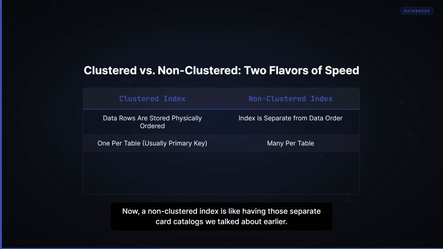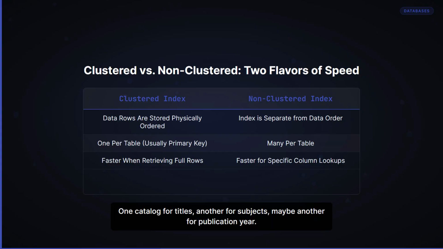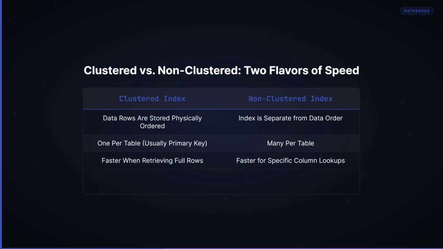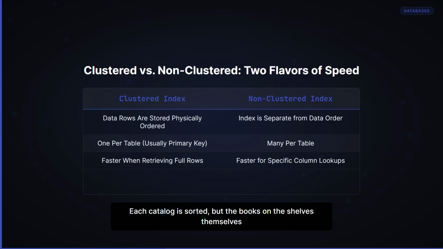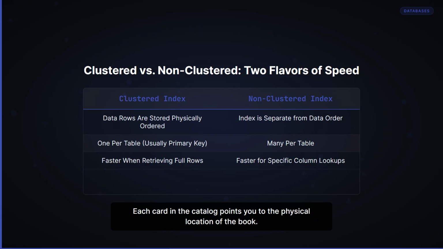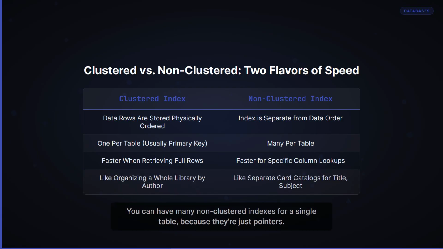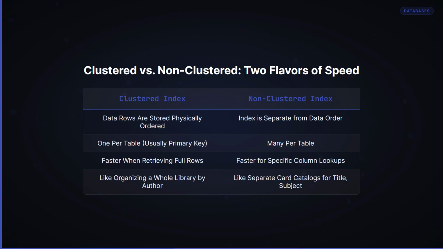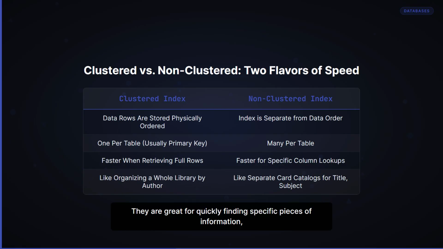Now, a non-clustered index is like having those separate card catalogs we talked about earlier. One catalog for titles, another for subjects, maybe another for publication year. Each catalog is sorted, but the books on the shelves themselves aren't necessarily ordered by title or subject. Each card in the catalog points you to the physical location of the book. You can have many non-clustered indexes for a single table, because they're just pointers. They are great for quickly finding specific pieces of information, like an email address, without needing to sort the whole dataset.